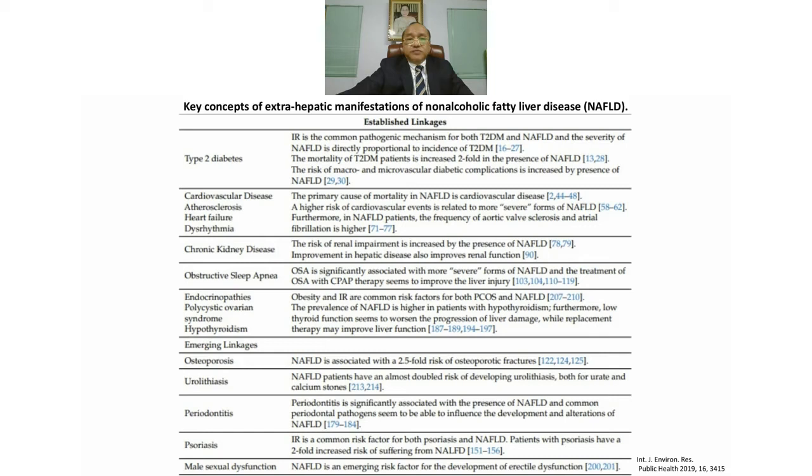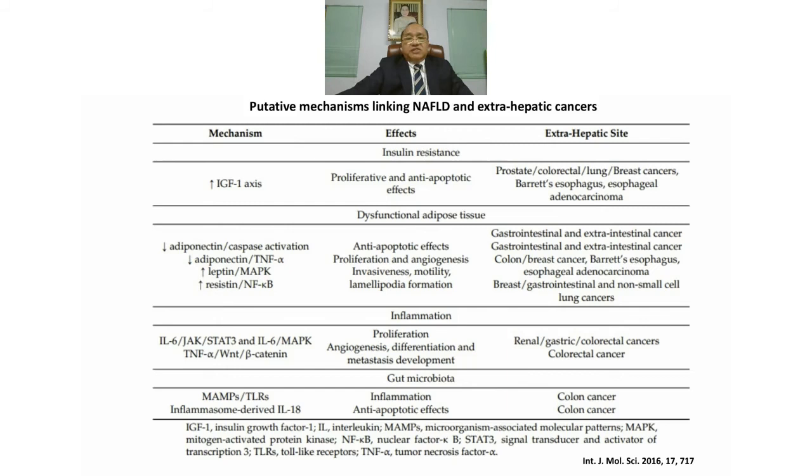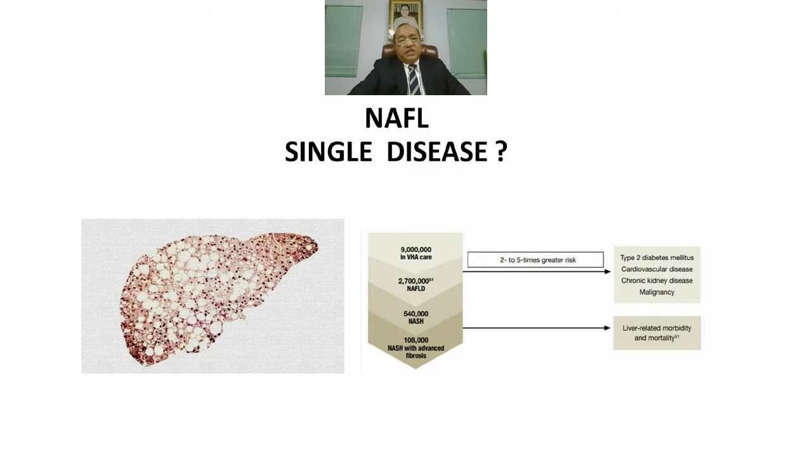Not only the metabolic dysfunctions, there are also extrahepatic cancers from NAFLD through insulin resistance and dysfunctional adipose tissue, inflammatory cytokines and hepatokines, and dysbiosis, leading to extrahepatic malignancies like prostate, lung, breast cancers, skin cancers, and renal cancers, which are common in NAFLD patients. So, is NAFLD a single disease? You can see that liver involvement of NAFLD has various stages. And NAFLD, sharing the common platform, has so many comorbidities like diabetes, cardiovascular risk, and kidney and malignant risk.